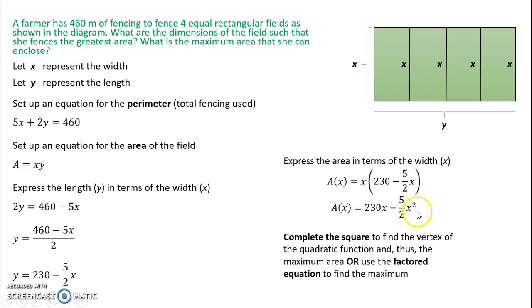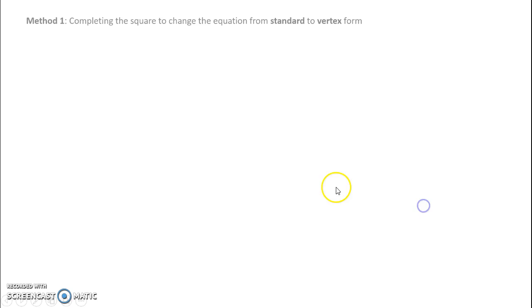Now, in order to find the maximum of this function, so the maximum area, there are 2 methods. So the first method is by completing the square, and the second method involves using the factored equation to find the maximum. Okay, so we're going to first try finding the maximum by completing the square. Okay, so method 1, completing the square, to change the equation from standard form to vertex form.